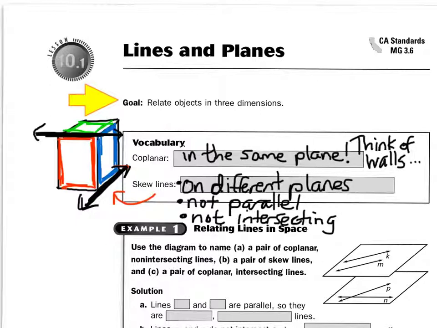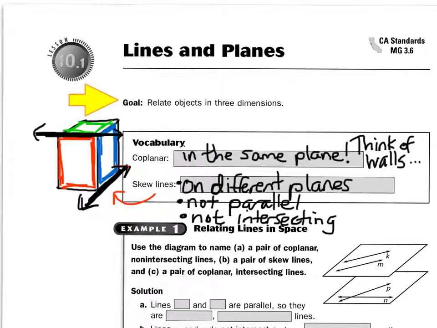Coplanar means in the same plane. Now, that doesn't help you unless you know what a plane is. I want you to imagine the room you're sitting in right now and look around it and think of the walls. Each wall is a separate plane. So, for example, there could be a plane of the floor where all your carpeting is, or there could be a plane of the wall.